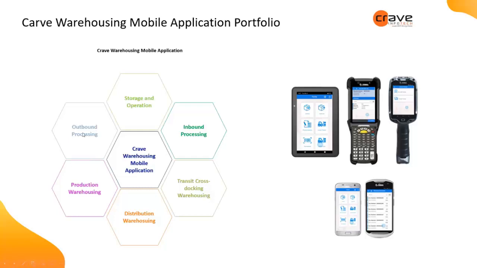So inbound processes, storage and operation, outbound processes, production warehousing, distribution warehousing, and transit cross-docking warehousing. We have a solution for all of them. And another good part is because this is Fiori, the same application works on all the form factors. Not only that, it also works on all the devices. So it can be Android, it can be iOS, or it can be even your Windows and desktop. The same application will work everywhere.